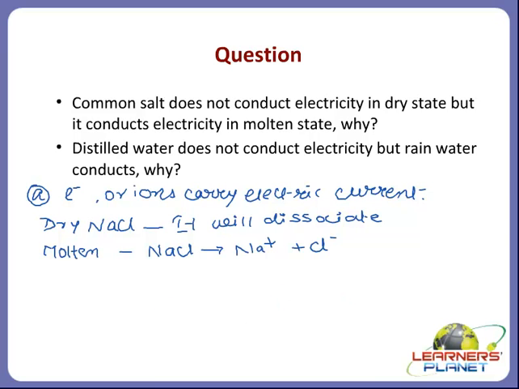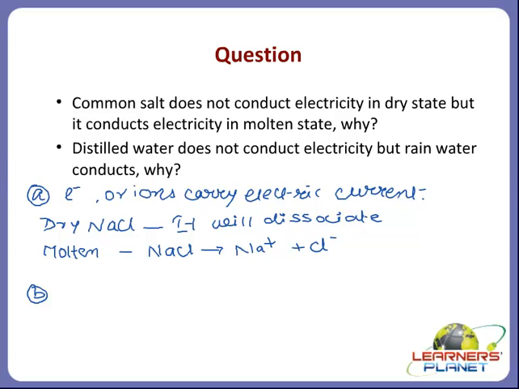Is my point clear? Dry HCl doesn't conduct electricity. Why doesn't it conduct electricity? Again, because it is not forming ions. Okay? So, in dry state, I am talking about salts, they do not conduct electricity because they are not forming ions. Clear? Now moving to our next question, that is, distilled water does not conduct electricity but rainwater conducts.